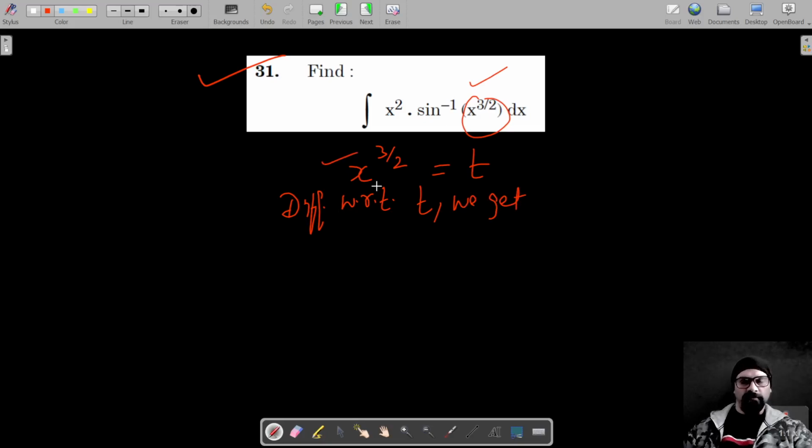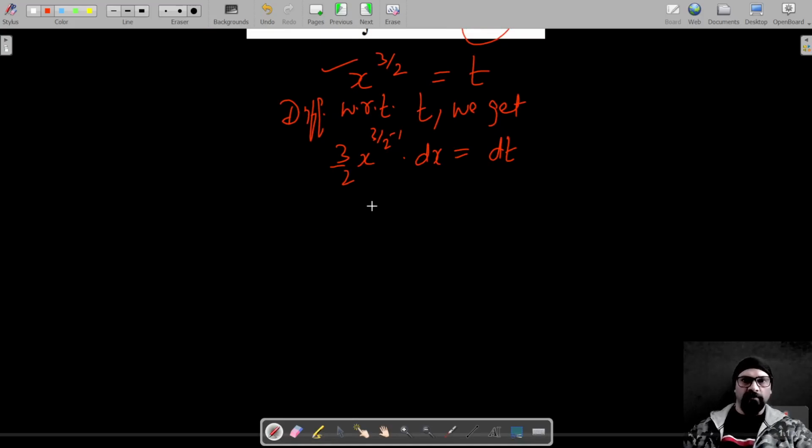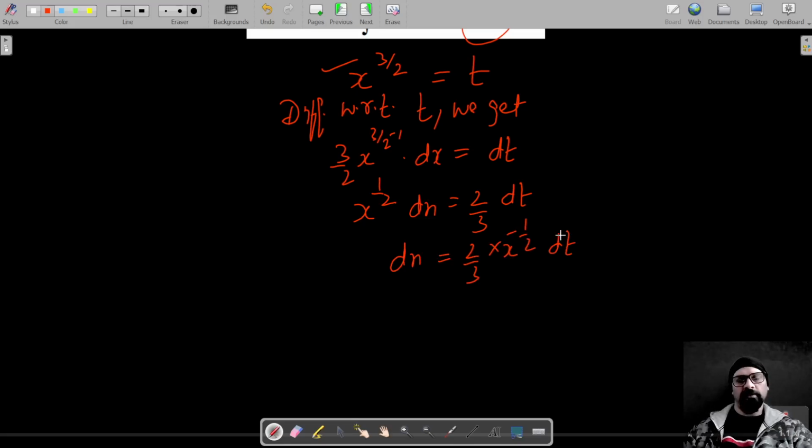So differentiation of x raised power n is n into x raised power n minus 1 into dx by dt. Differentiation of t is 1, so dt goes to this side. This gives me x raised power 3 by 2 minus 1, which is half, into dx is equal to 2 by 3 into dt. So dx is equal to 2 by 3 into x raised power negative half into dt.